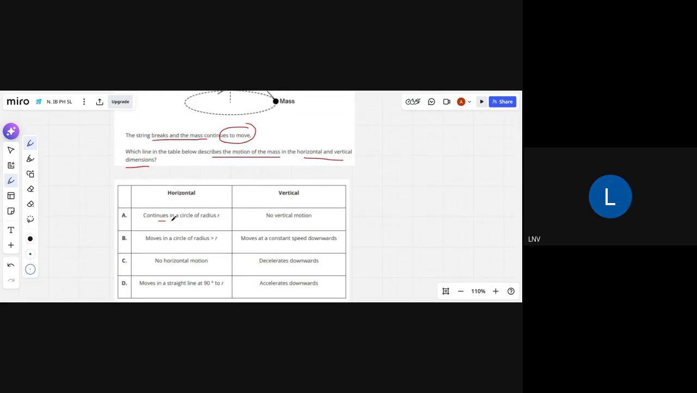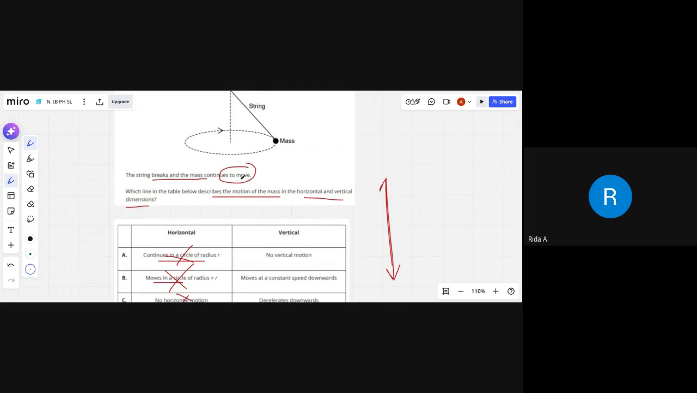Horizontal, does it move in a circle? No, it doesn't. Does it move in a circle of radius more than that? No. Is there no horizontal motion? No, there is. Otherwise, it would just be going up or down. Yes, that's right. It moves in a straight line at 90 degrees to the radius.